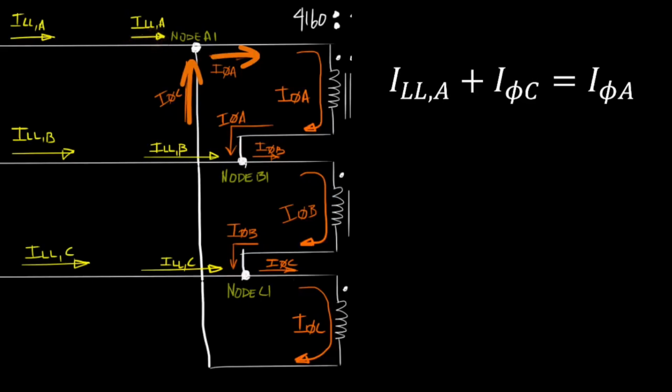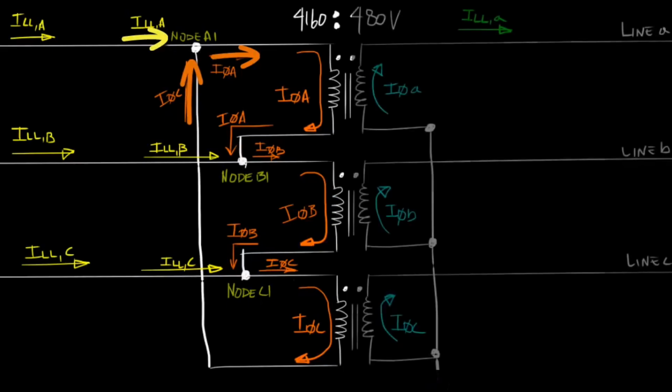Or in other words, line current A and phase current C go into node A1, which is why they're on the left side of the equal sign. However, since phase current A flows out of node A1, it's on the right side of the equal sign. Simple, right? The currents flowing into node A1 are equal to the currents flowing out of node A1. Or simply, line current A plus phase current C is equal to phase current A.